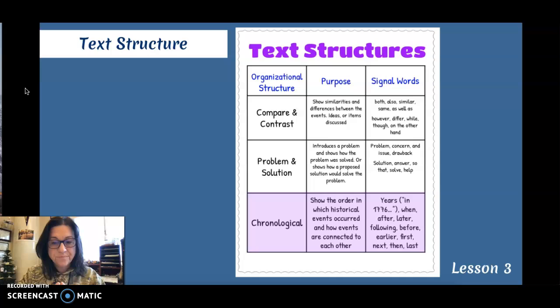Okay, some signal words that you'll be looking for with chronological order are years, like in 1776, and the words when, after, later, following, before, earlier, first, next, then, last. They're all time frame words. Okay?